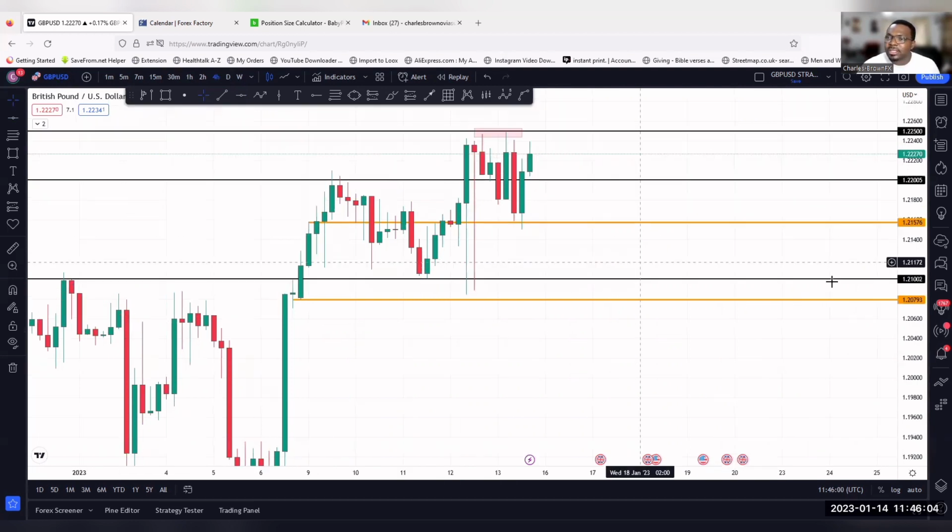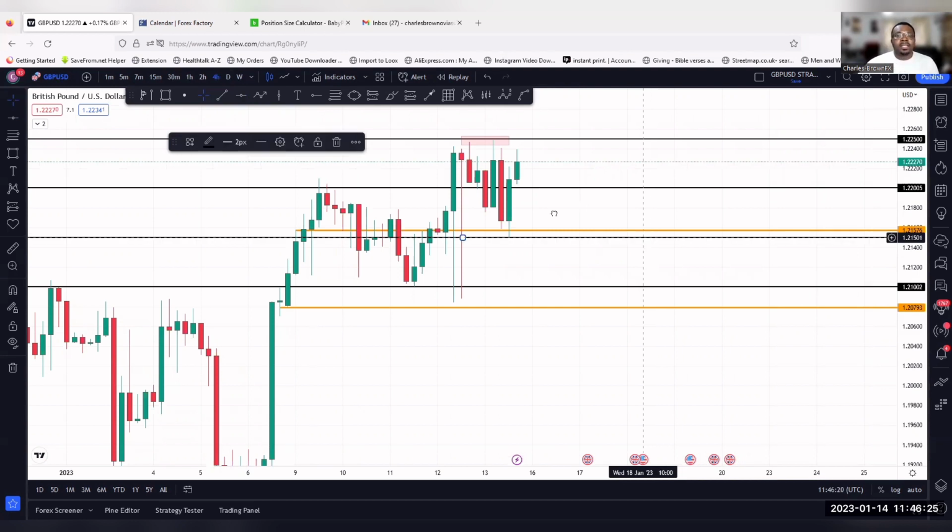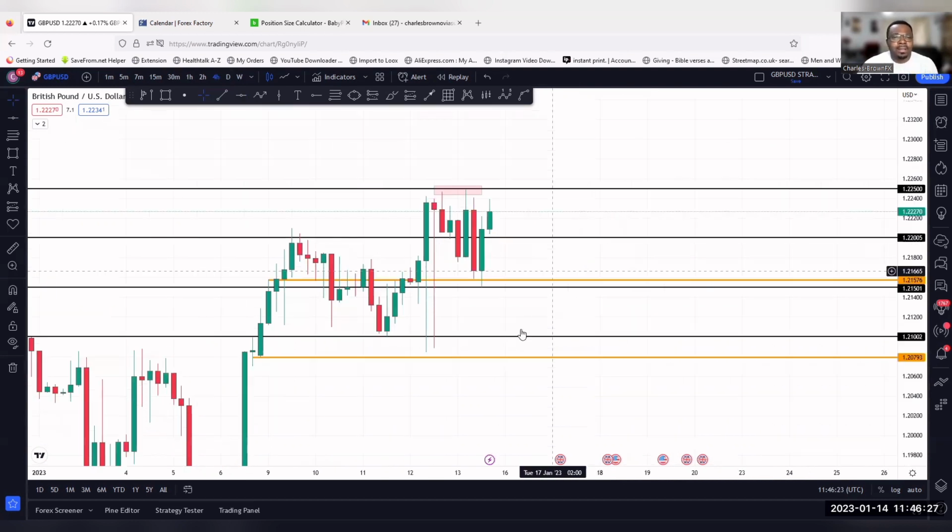Now, we see another psychological level right there, which is 1.2045, right there. Great, price reacted at that level as well. So we're going to have 1.225, 1.21500 right there, 1.21500 right there. Great. Okay, now this is it. This is what I will have on my chart to ensure that I'm going to be trading next week.